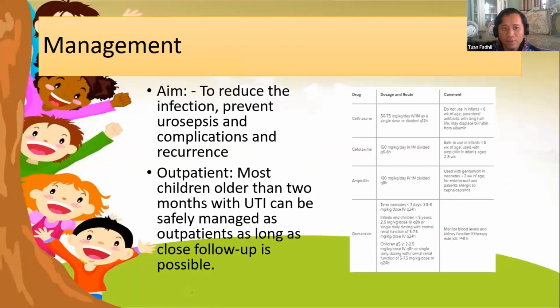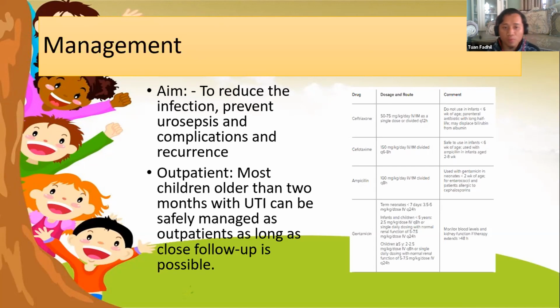Okay, so we proceed to the last one, which is the management. Actually, the aim of management is to reduce the infection and also to prevent urosepsis, because the prognosis of UTI may lead to urosepsis, VUR, pyelonephritis, and also recurrent UTI too. So the aim of the management is also to prevent complications and also recurrence of infection.